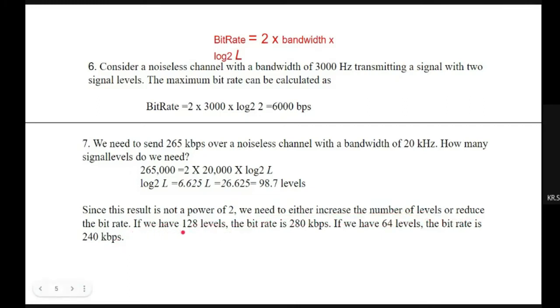So actually we have 128 levels with a bit rate of 280 kbps. We can apply 64 levels, where the bit rate is 240 kbps. So I just increase the bit level to reach 250 kbps. See here, it is 250 kbps. Now it is adequate for this calculation. The signal is matched with the 20 kbps rate.